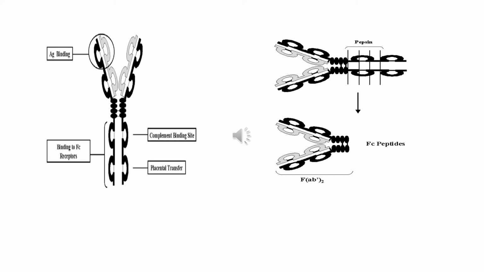So in these figures, the effector functions are shown, where different functions are mediated by different domains in this fragment. This fragment shows the antigen binding site, the hinge region, the receptor site, the site of placental transfer, and the complement binding site. Another figure on the right side shows the pepsin digestion and its products.